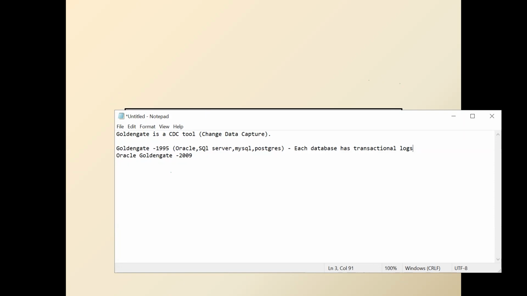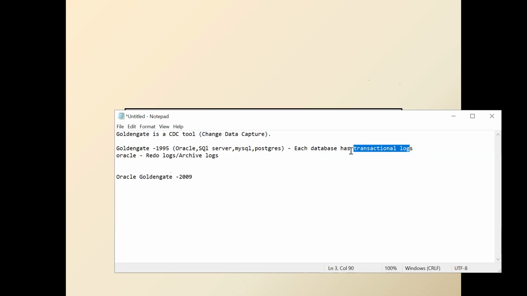When we talk about Oracle, can anyone tell me what these transaction logs are called in Oracle database? Redo logs. Redo logs, or backups of redo logs taken on disk, which are called archive logs. So in Oracle, these transactional logs are called redo logs or archive logs. In SQL Server and MySQL, they are called transaction logs.